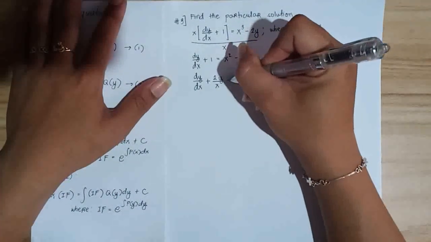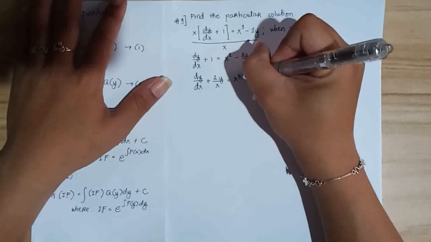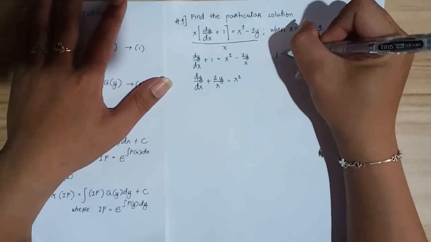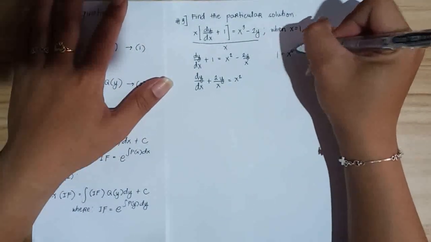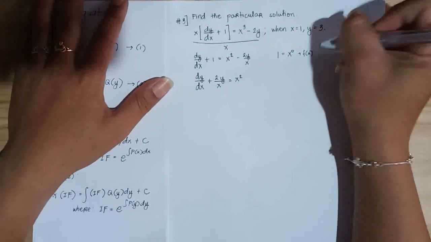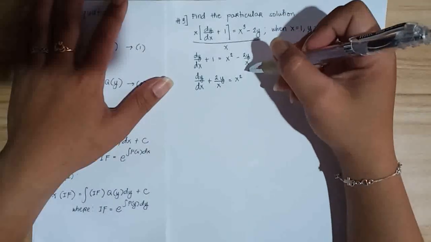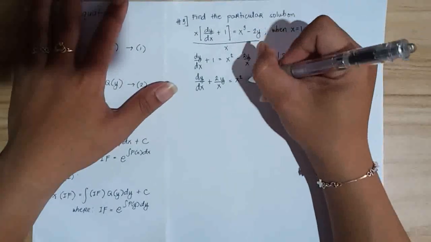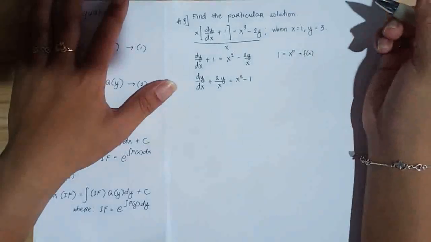So mariretain si x squared. Then how about si 1? Si 1 can be represented to x raised to 0. So this is a function of x. So no multiplier of y. So dapat nandun din siya kasama si x squared. So ililipat natin sa kabila, it will become minus 1.